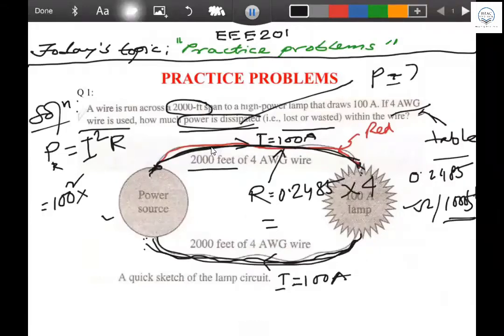Most of you considered 2000 feet and multiplied by 2. Yes or no? Tell me the truth. Most of you have made it 2, right? Yes, sir. Good. Excellent for confessing the truth.